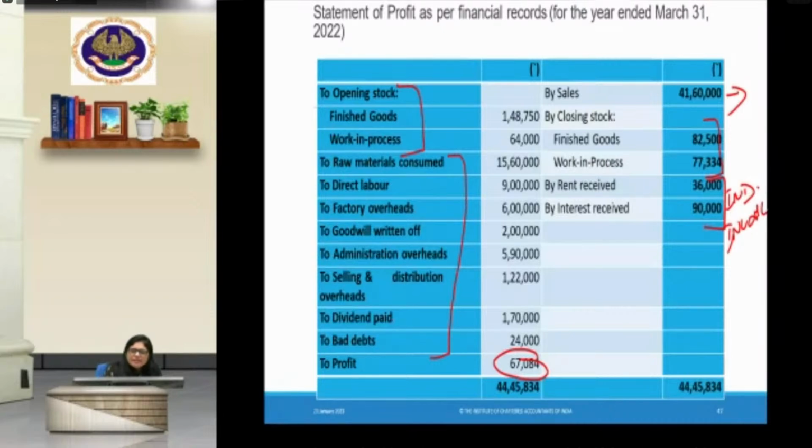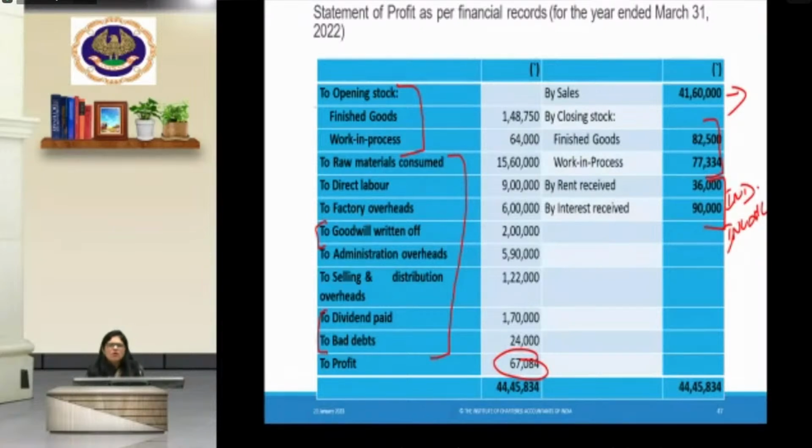Dividend does not come in costing. Bad debt does not come in costing. Goodwill does not come in costing. So this is the profit, 67084. Okay, Alok, Pranav, very good. So students are able to calculate the net profit as per the profit or loss account. This is as per the financial records. The latest question we are doing, and you're able to do it.